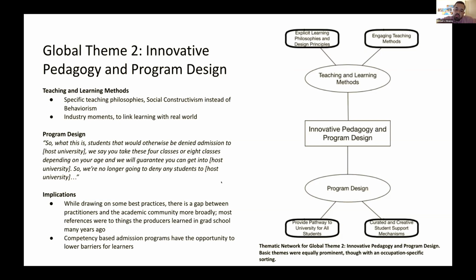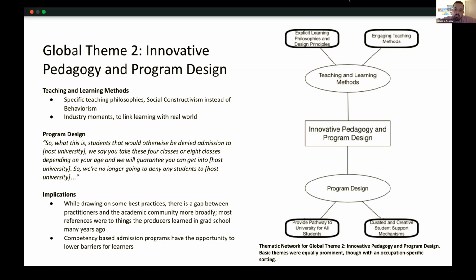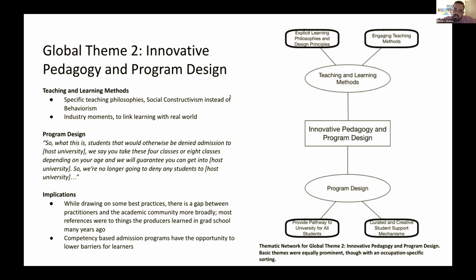And so just two quick implications here. While there was some articulation of best practice teaching and learning, it was almost out of date. A lot of the producers were referencing things that they heard in grad school, and none of them were familiar with LAC or learning at scale or any of the groundbreaking work that a lot of our colleagues are doing. I just thought that was interesting, and that echoes existing literature on the gap between research and practice.